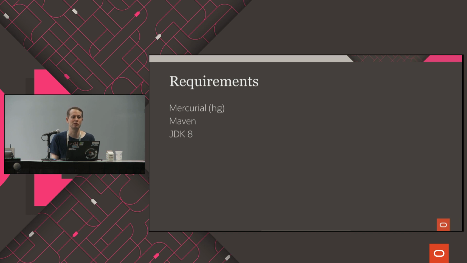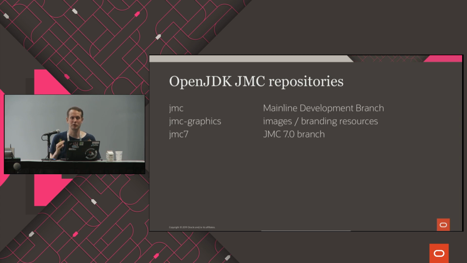So if you're starting off with like Red Hat Enterprise Linux 8, you can just do a yum install or whatever and grab Mercurial and Maven and then grab a JDK from Oracle's download site and you're ready to go. So setting up a build environment is trivial.